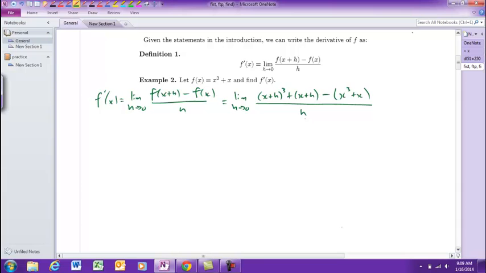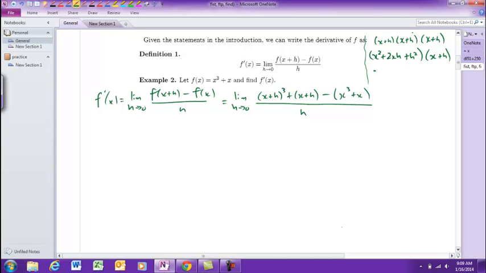Now, this is not too bad. The only problem is this x plus h cubed, that's x plus h times x plus h times x plus h, and that's kind of a long calculation. So I'm going to do that over here on the side, and then once I've got that calculation, I'll be able to plug it in. So x times x gives me x squared, x times h plus another x times h is 2xh, and h times h gives me h squared, and I'm going to multiply that by another x plus h.